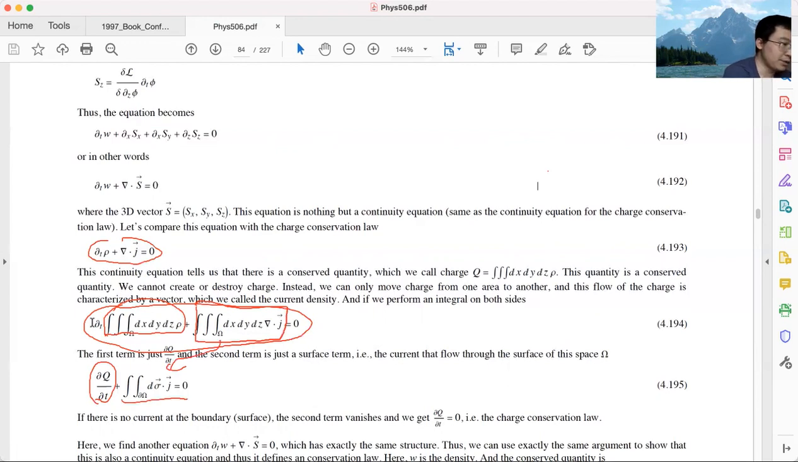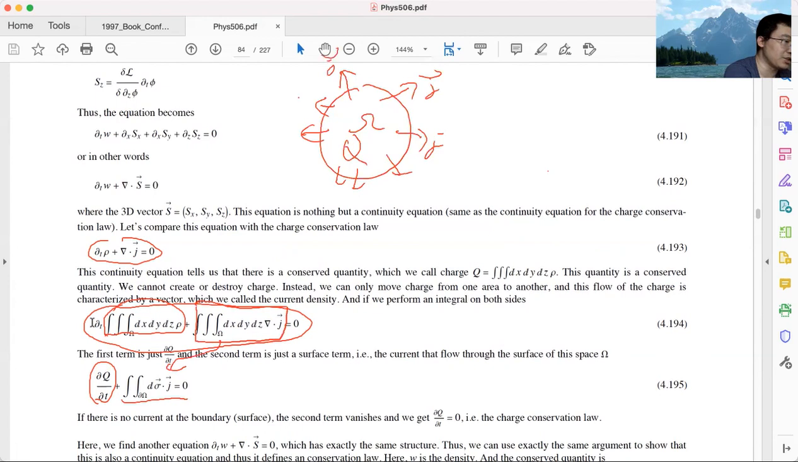The first term measures how much charge we have inside the system, inside this volume omega. And the second term is the current that flows out of the system. The current density tells me at every single point what the current per area is. If I integrate over the whole surface, this is the total current that flows out of the system. My charge conservation law tells me that the time derivative of charge inside the system should depend on the total current that flows through the surface. That's charge conservation.